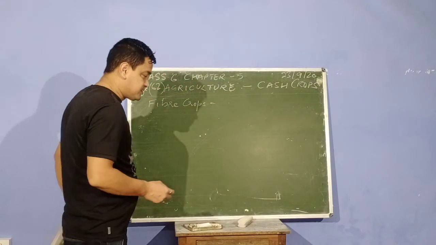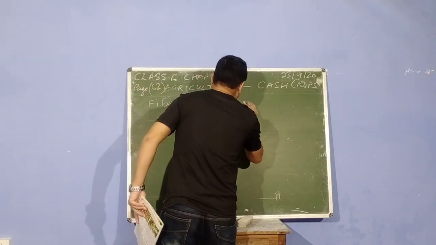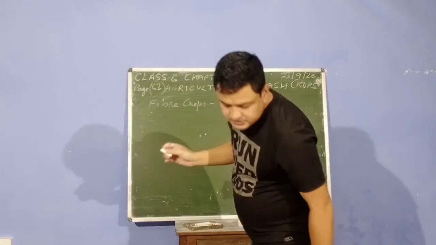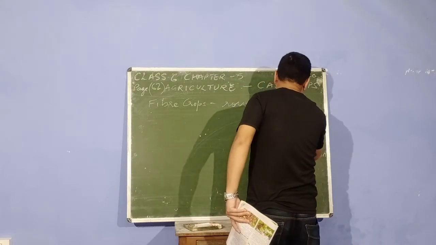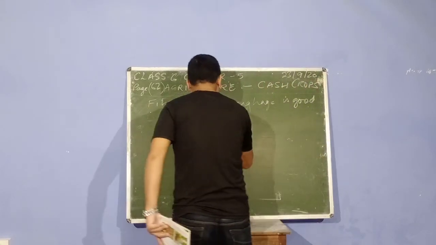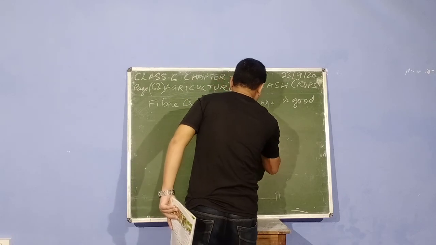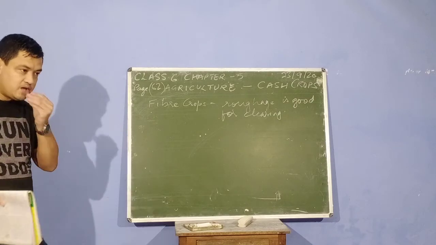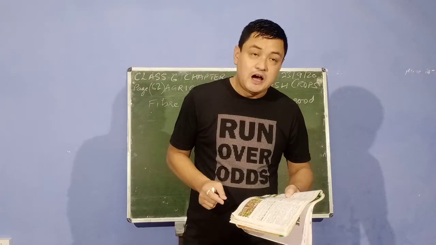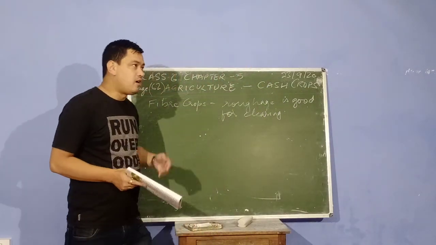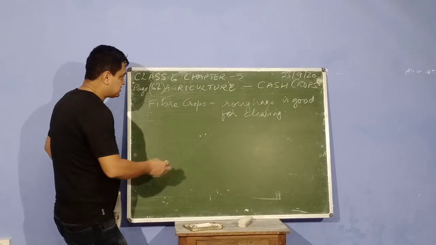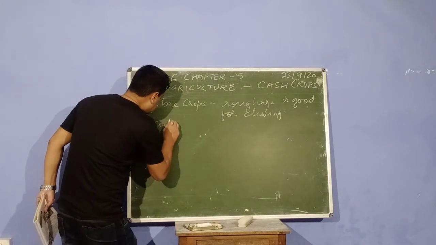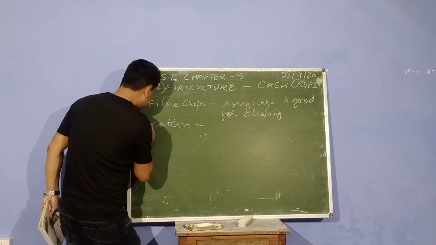Now what are fibre crops? Fibre crops are rough edges, which is good for clearing the stomach when the stomach is bad. But there are other types of fibre crops also, like cotton, which is not good for clearing because you cannot consume it. So we are studying about cotton. The first fibre crop that we are studying is cotton.